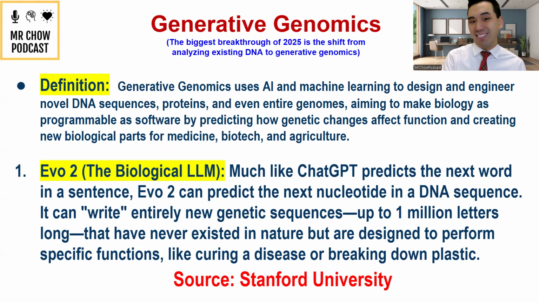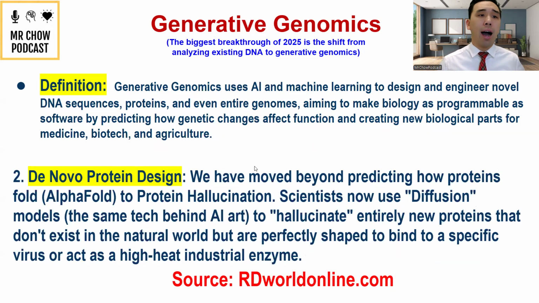And it says, I haven't looked at this. Take a look at this if you'd like, and if you're interested. Evo 2 can predict the next nucleotide in a DNA sequence. It can essentially write entirely new genetic sequences up to 1 million letters long, etc., designed for curing diseases, etc. So that's just what it is. And this is a huge breakthrough in 2025.